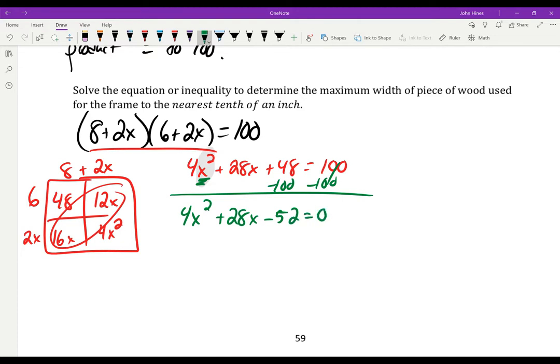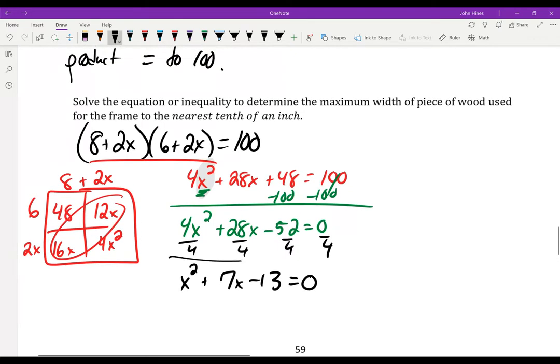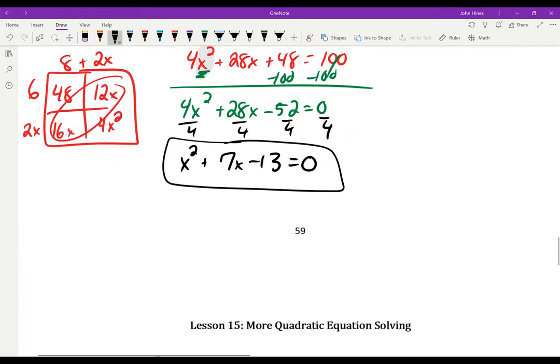So think of your options. Oh, wait a minute. Let's take out a GCF regardless. Let's divide everybody here by 4 because I think that's a GCF that works for everybody. Absolutely it does. So that's much nicer. So here's my equation I need to solve. I have to solve that guy.